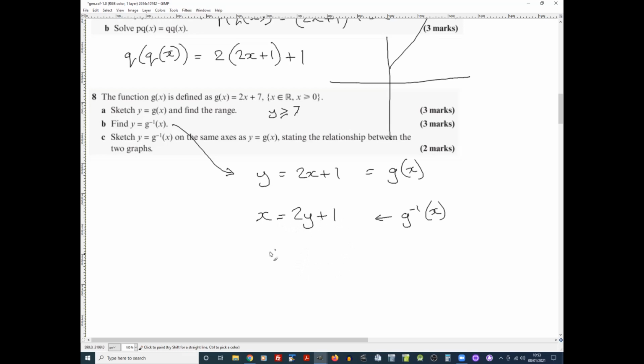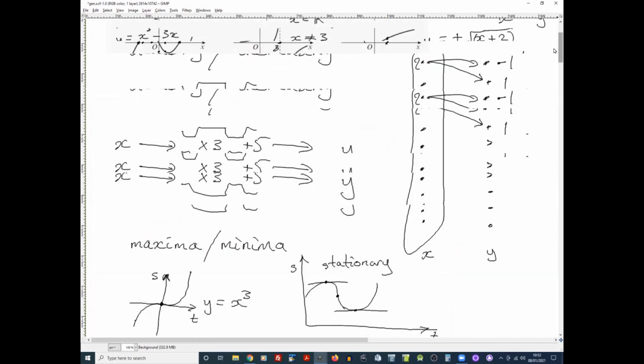If you know to do that, then no matter how bad the algebra, you know that you're trying to make y the subject. Okay, make y the subject. So flip them round.